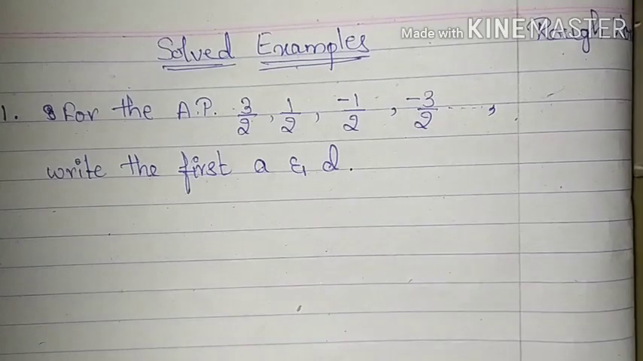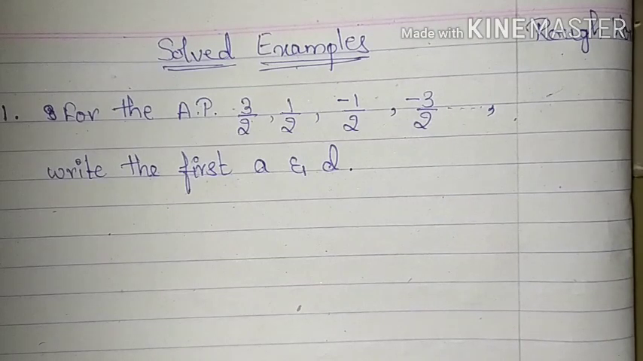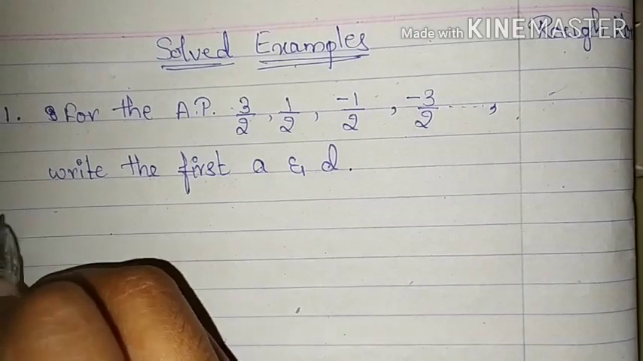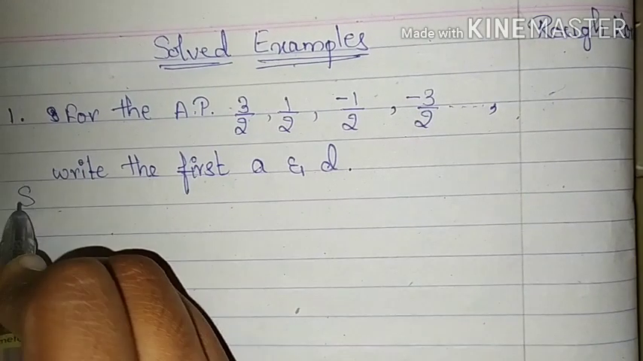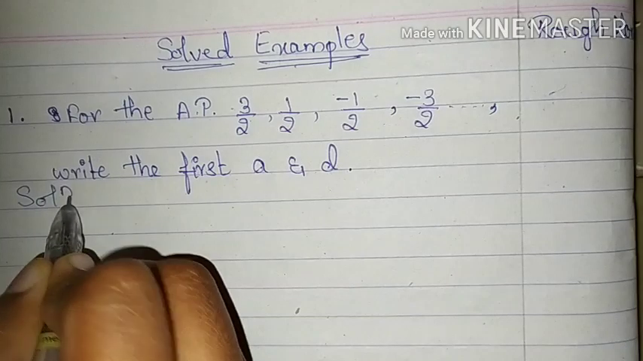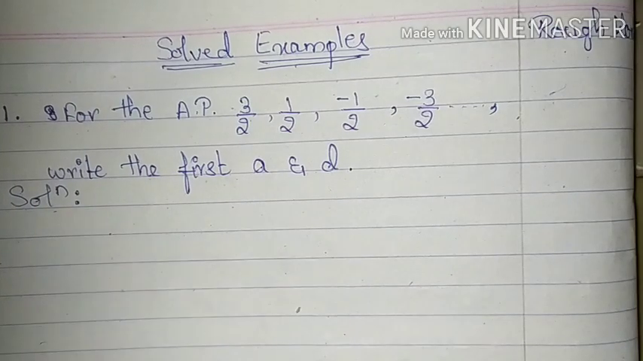Now moving ahead to the solved examples, the very first question is: for the arithmetic progression 3/2, 1/2, -1/2, -3/2, and so on, write the first term A and common difference d. Here they have given us an AP and they have asked us to write its first term and also its common difference.